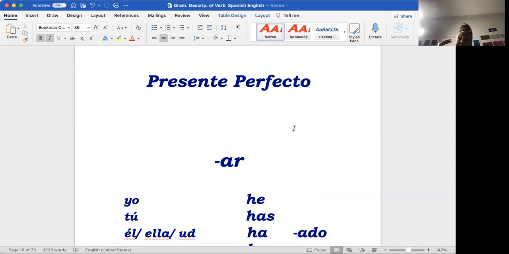So where in English you conjugate the verb to have: I have, you have, we have, she has, he has, it has, they have, and we have, okay? In Spanish, you conjugate the present tense of the verb haber. Haber. And here's the present tense.